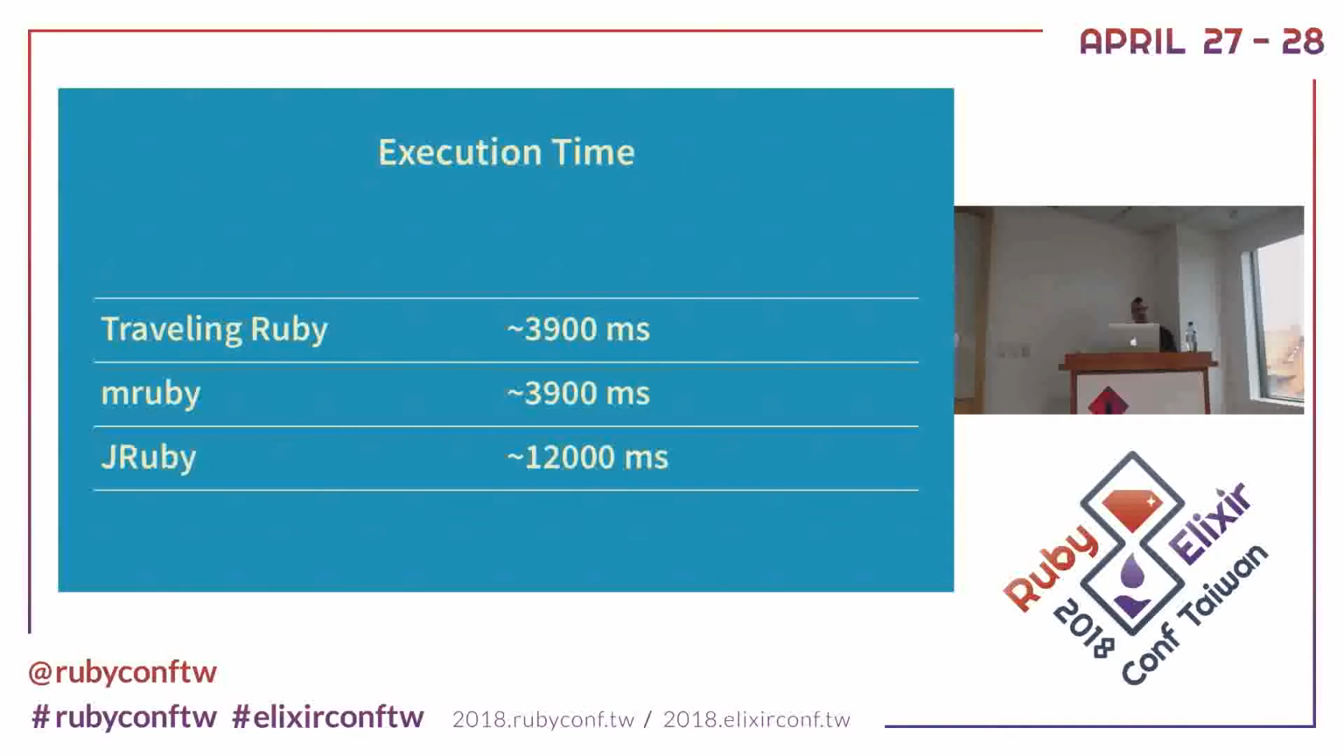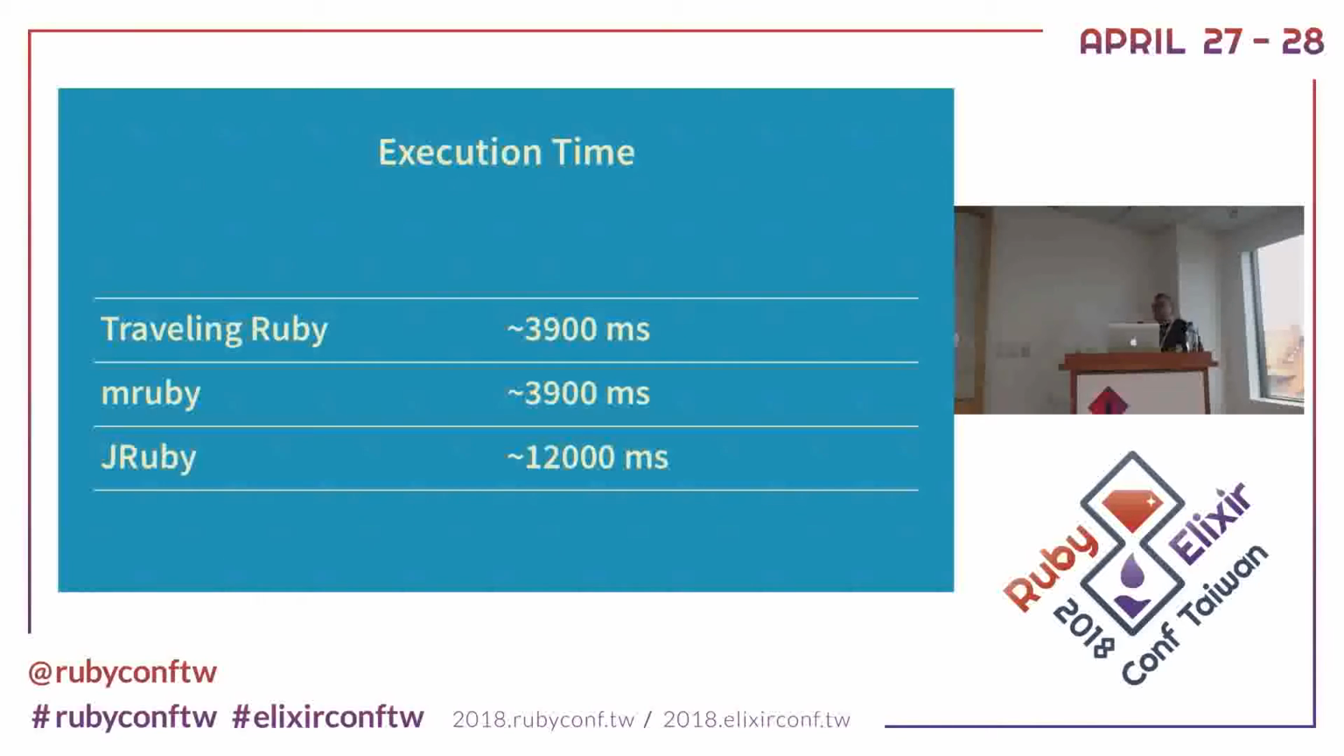And the execution time, well, mruby is meant to be lightweight, but it's not supposed to be faster than regular Ruby with MRI, and our numbers actually prove that. We had the same execution time with mruby as with traveling Ruby. However, JRuby is 3 times slower than the other 2, and this is kind of no surprise at all. If you run a simple print hello world RB in JRuby, it can take up to 5 seconds simply because of the long warm-up the JVM needs.